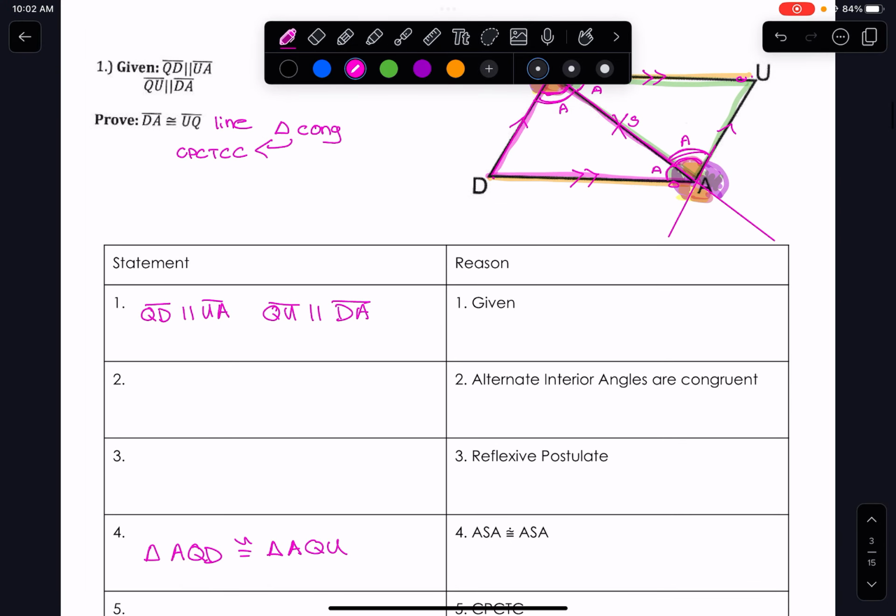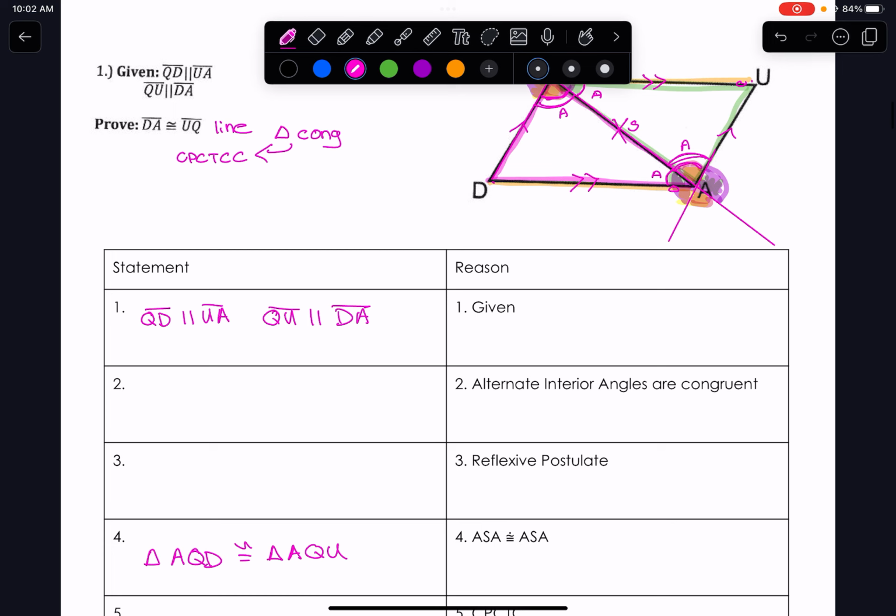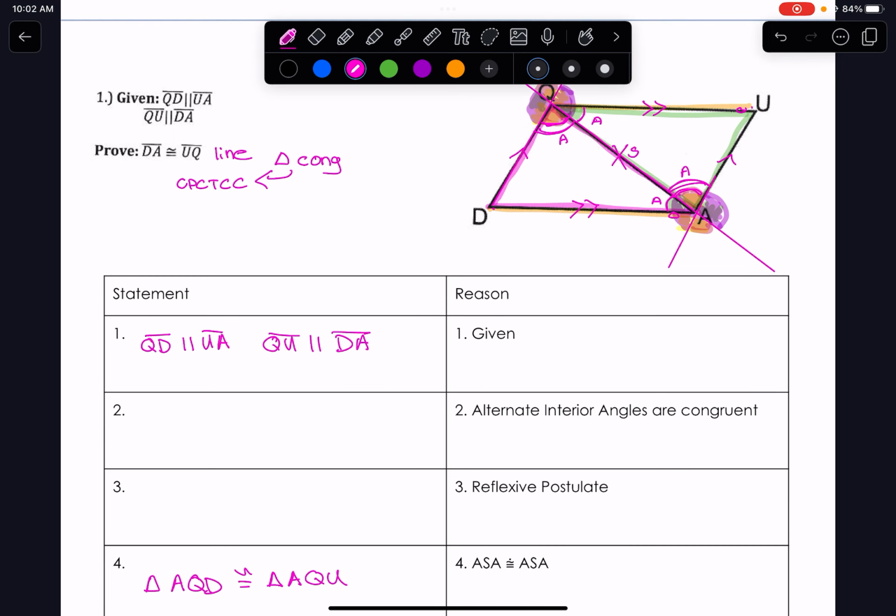Now there's only two things you have to fill in, right? So reflexive postulate, that's the side that is highlighted twice. So QA is congruent to QA. Now I'm going to state two angle congruences here because it's the same relationship, so you don't really need to go through and label it twice.